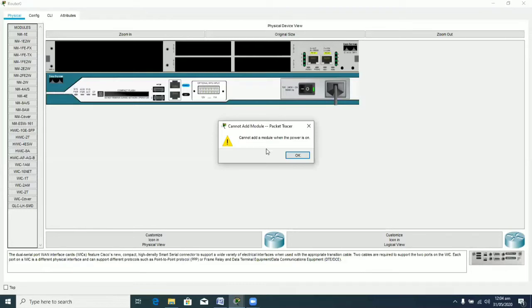Simply I placed it over there, and it gives us a message that we cannot add a module when the power is on. So what you have to do is to just turn off your router and then add this module at its proper place. Before adding this module, I also want to show you something else.